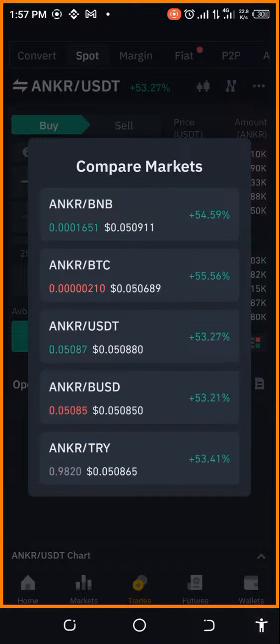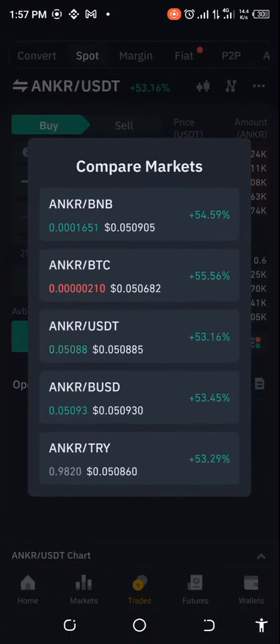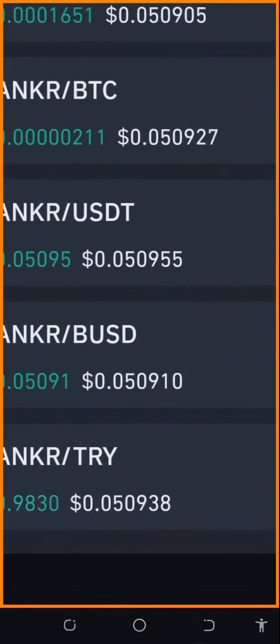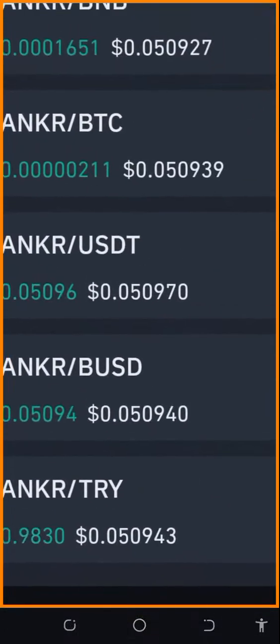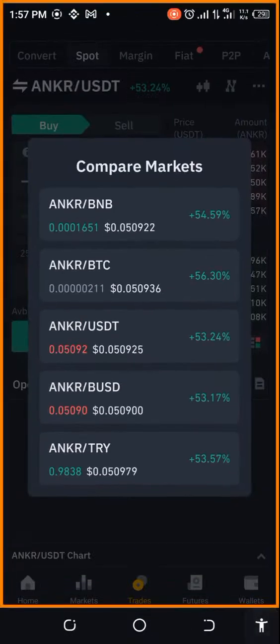Okay, today we're currently on ANKR USDT. We're on the compare markets for ANKR coin, and we're looking at the opportunities that are there. So we're looking at the prices. I can see the prices are rapidly changing, and for a few moments I've been seeing it change up and down. So I'm just waiting for it to get to a very considerable range.